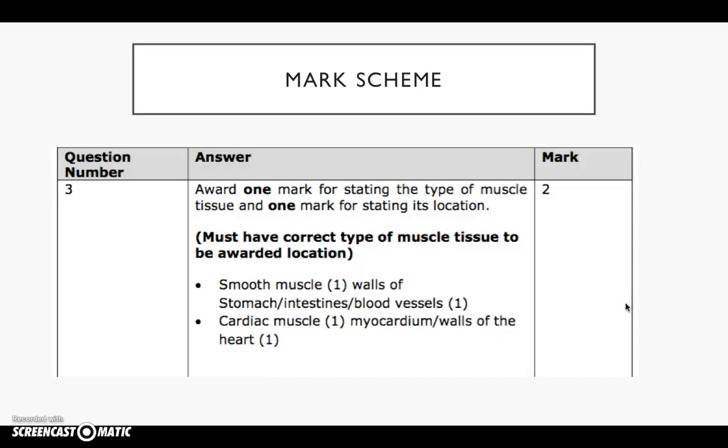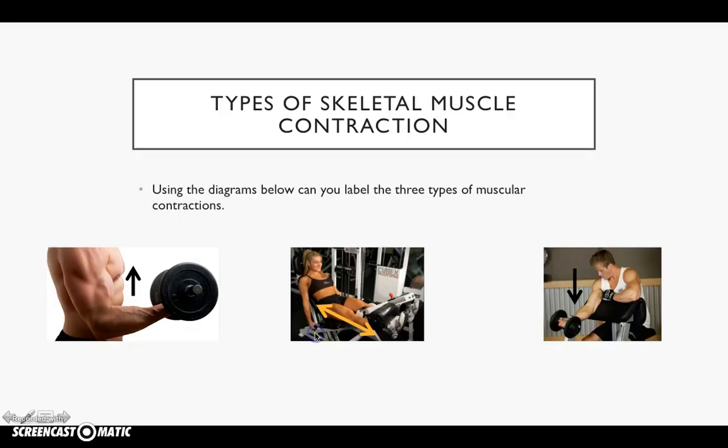Okay, so examples: smooth muscle, walls of the stomach, get 2 marks for that, 2 marks for cardiac muscle, walls of the heart. Okay, remember it has to be walls of the heart, it can't just be the heart. Types of skeletal muscle contraction. So using the diagrams below, can you label the 3 types of muscular contractions?